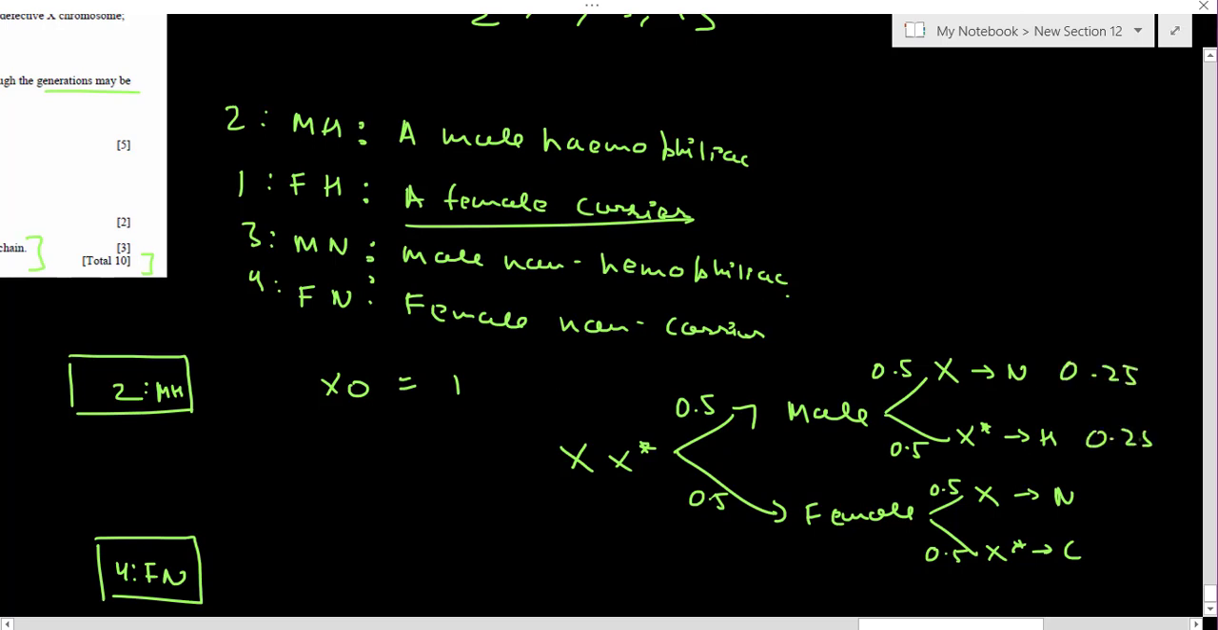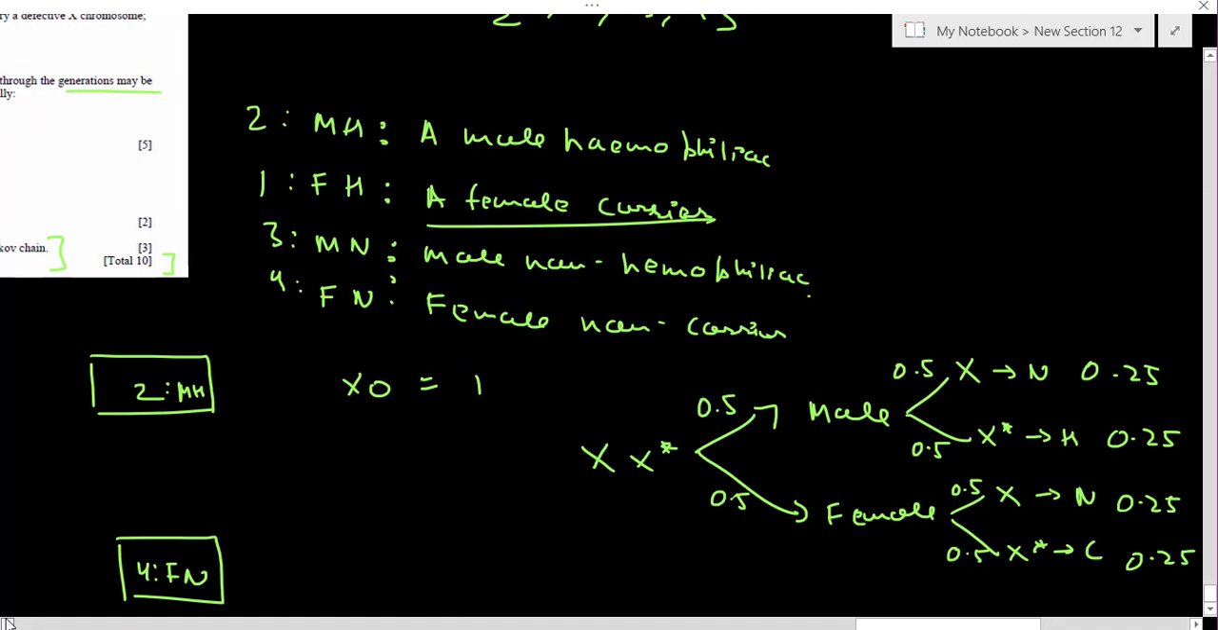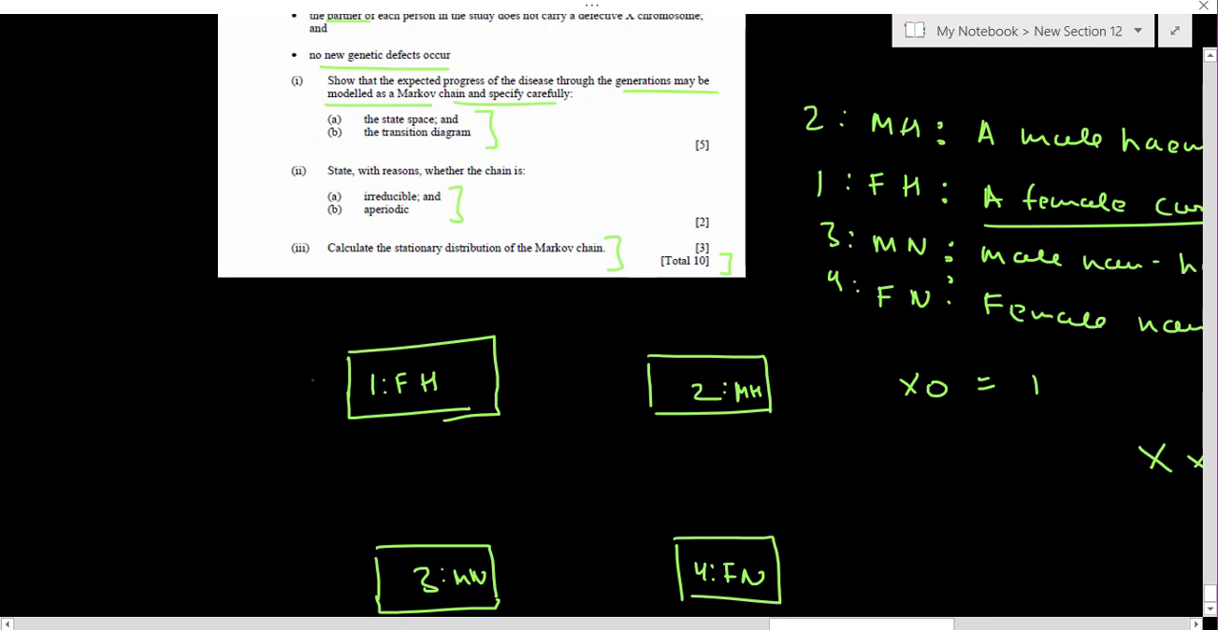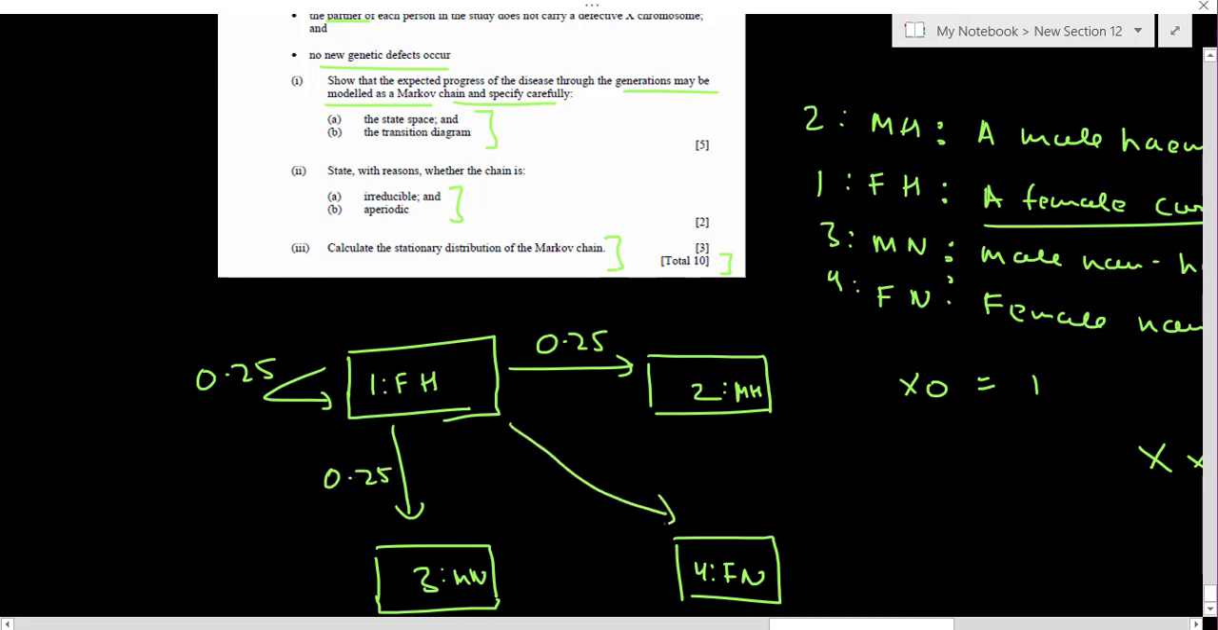So from the first state, that is a female carrier, you can go to any of the states with a chance of 0.25. You can be a female non-carrier, a female carrier, a male hemophiliac, or a male non-hemophiliac. So let's draw a 0.25 arrow from this state to every other state. That's how it will precisely function, and the reason is clear. She can pass on her X star, or she may not pass it.